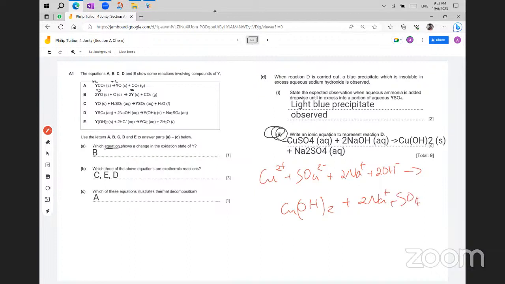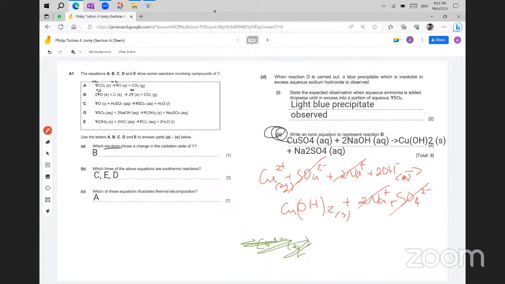Plus SO4 2 minus. By right, you should be writing all the aqueous stuff. But you know what? I don't care. I want to cancel things. Yeah, because you cancel, right? Then you just write the final one. Which is here's your aqueous, here's your aqueous, and here's your solid. And then you don't even have to rewrite it. If you run out of time, you don't have to, just leave it like that, you're done. I mean, if you're really running out of time, this is acceptable.